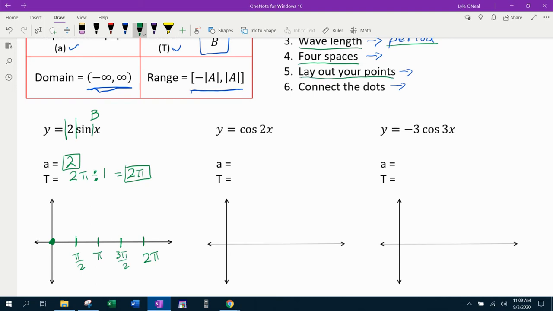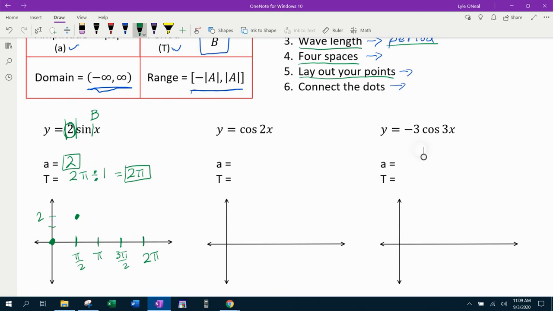Step number 5 is lay out your points. Now, since we're starting at the origin, we can either go up first or we can go down first. And what's going to determine whether you make the hill or the valley first is the original value of A. Okay, so since our original 2, before we took the absolute value, was positive, that means that we're going to go up first. So we're going up direction first. And the amplitude is the height of the wave. So at this first hash mark, we're going to be up at 2.